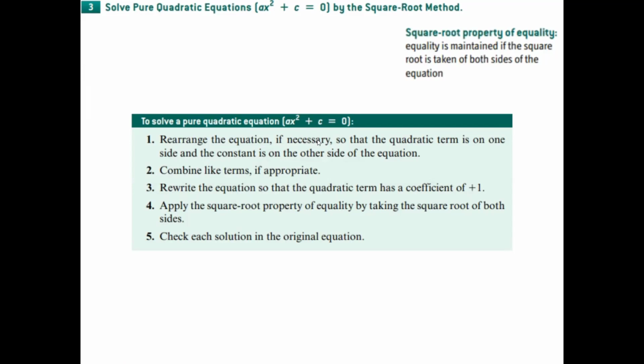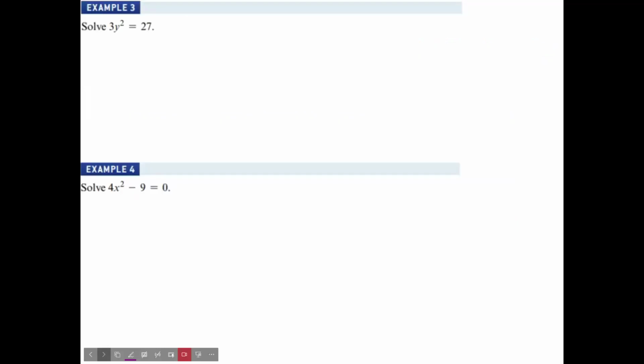So if we have a pure quadratic equation, we rearrange the equation if necessary so that the quadratic term is on one side and the constant is on the other side of the equation. Combine like terms if appropriate. We write the equation so that the quadratic term has coefficient plus 1. That's an important step. So A has to be 1, positive. Apply the square root property of equality by taking the square roots of both sides. Check each solution in the original equation.